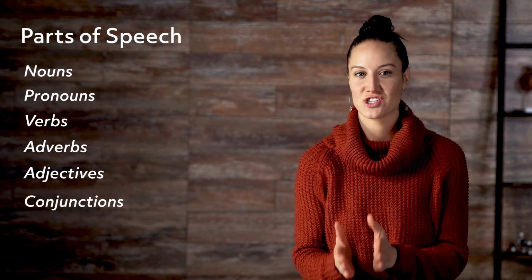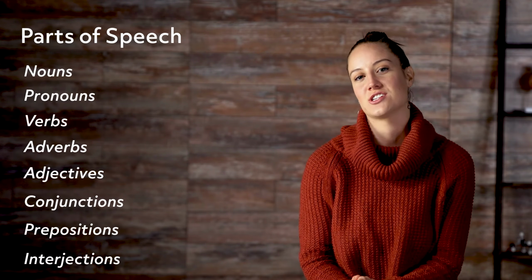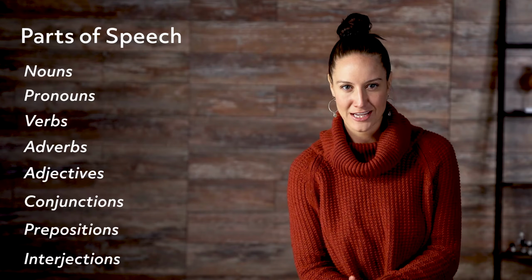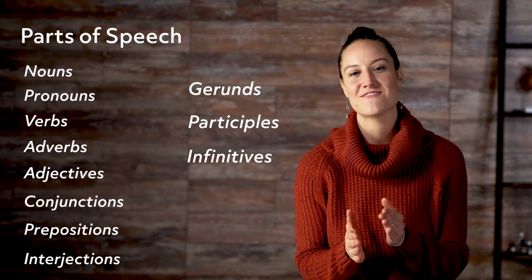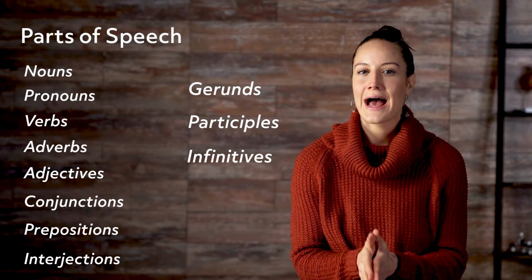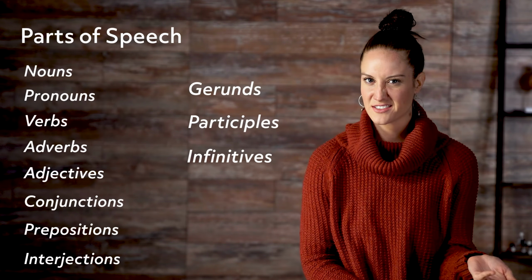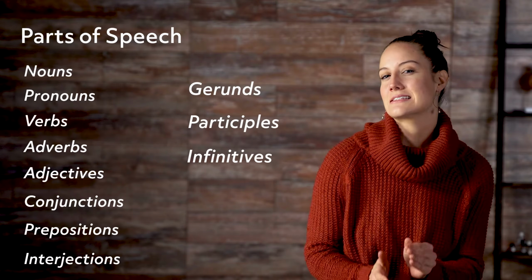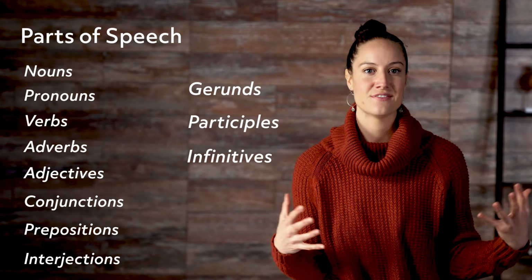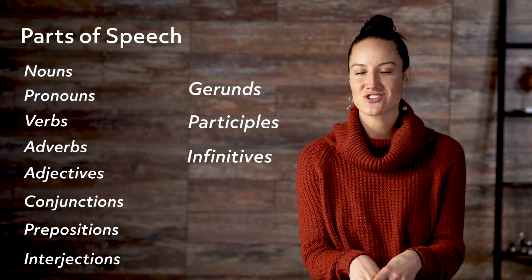Words are divided into different categories depending on their use and function. These categories are what we like to call the parts of speech. There are 8 parts of speech in the English language: nouns, pronouns, verbs, adverbs, adjectives, conjunctions, prepositions, and interjections. Today, we'll actually be talking about gerunds, participles, and infinitives. Now, you're probably wondering how those are related to the parts of speech, right? Well, for the sake of understanding these concepts, just think of those 3 as various ways in which the different parts of speech can be used.